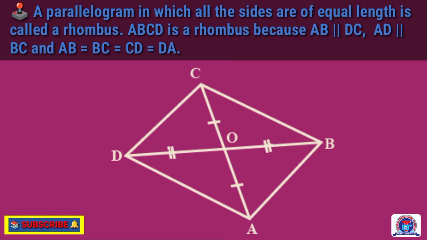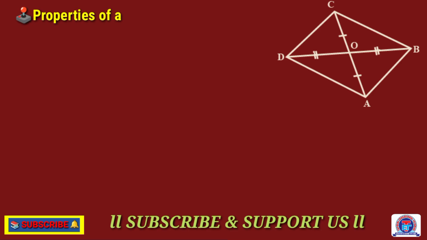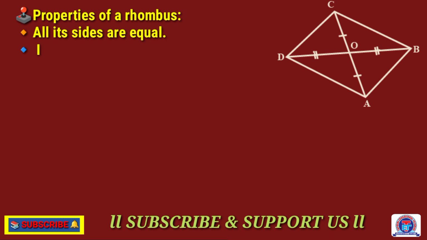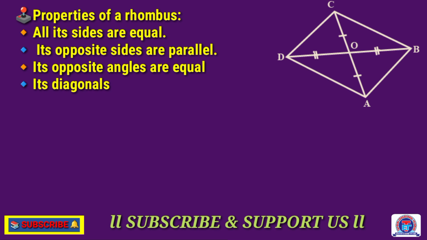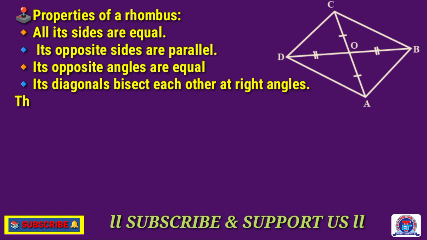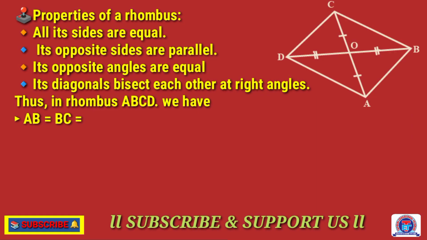Now we are going to understand the properties of a rhombus. Properties of a rhombus: All its sides are equal. Its opposite sides are parallel. Its opposite angles are equal. Its diagonals bisect each other at right angles, right?